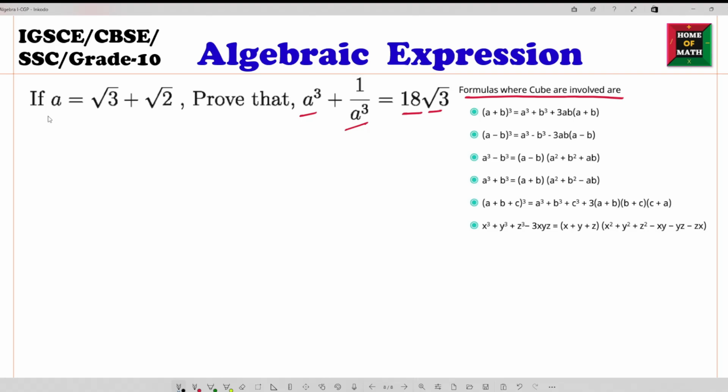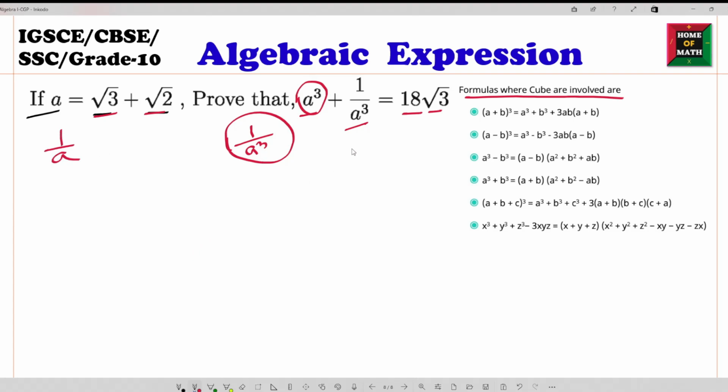If we see the question, here is: if a equals root 3 plus root 2, prove that a cube plus 1 by a cube equals 18 root 3. Look, here are two things. First, for a cube we can use root 3 plus root 2. So how about 1 divided by a cube? In this case we have to find the value of 1 by a, right?